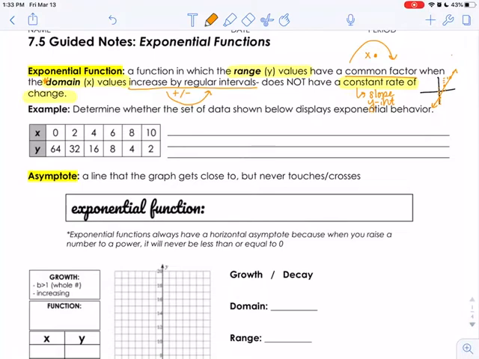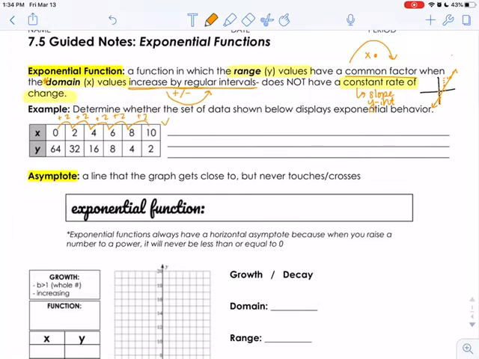So the first thing that we're going to do here is look at an example of determining whether the set of data shown is exponential or not. So here's our example. The first thing I'm going to do is check out the x values. The x values need to increase by regular intervals, as it says right here. So I'm looking for that I'm adding or subtracting by the same amount each time. So from 0 to 2, that's a plus 2. 2 to 4, that's plus 2. 4 to 6 is plus 2. So we check the box here.